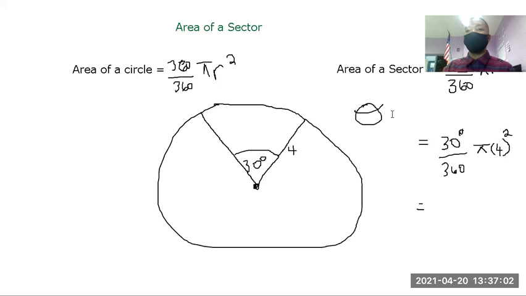This symbol right here is called theta. That's what it's called in the mathematical world. Theta just represents the angle of something. So in this case, the theta in this circle is 30 degrees.